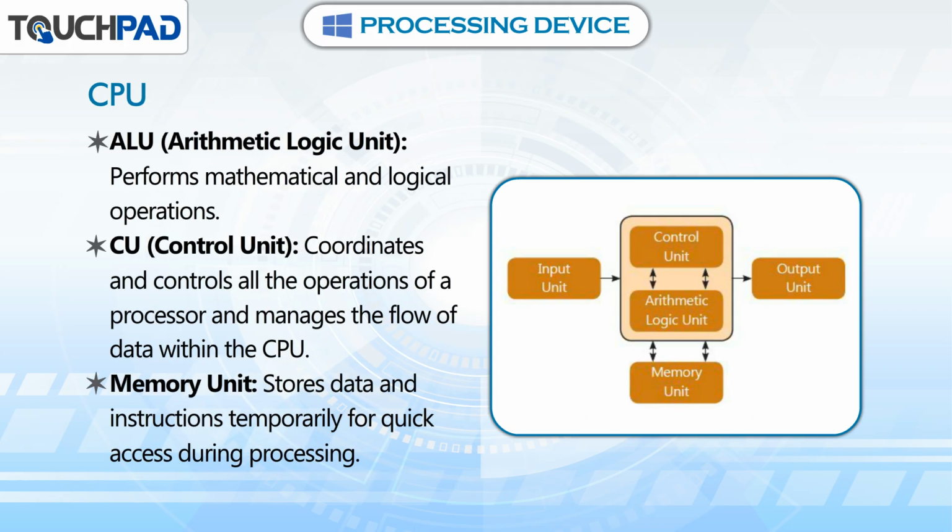ALU, Arithmetic Logic Unit, performs mathematical and logical operations. CU, Control Unit, coordinates and controls all the operations of a processor and manages the flow of data within the CPU. Memory Unit, stores data and instructions temporarily for quick access during processing.